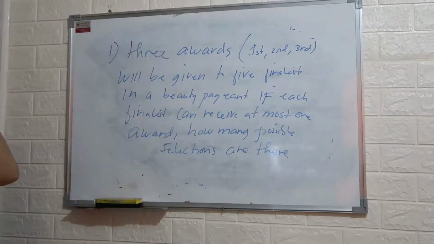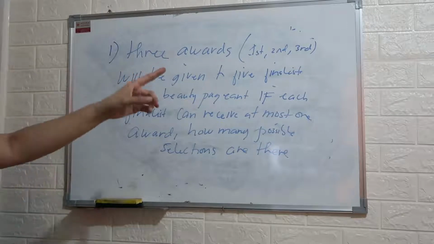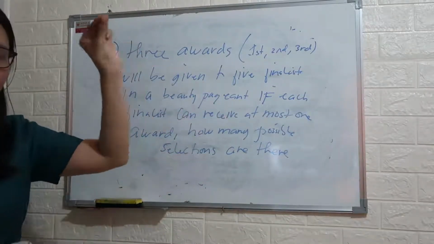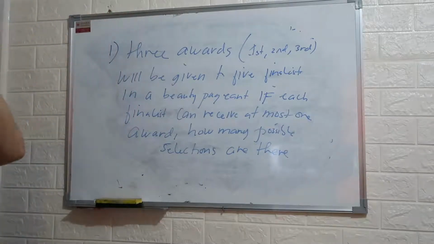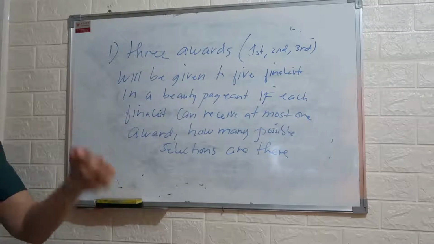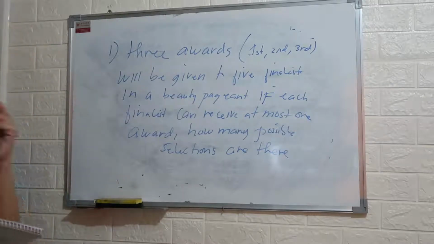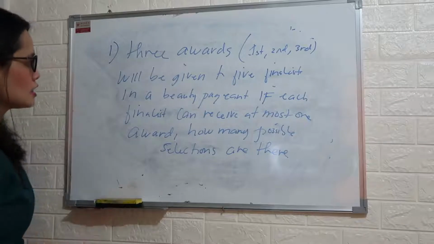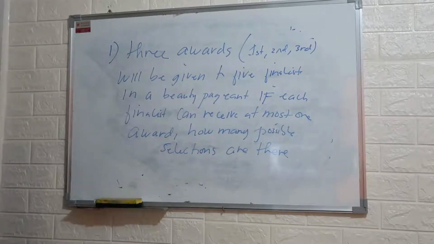3 awards, first and second and third, will be given to 5 finalists in a beauty pageant if each finalist can be received at most 1. So the highest is 1. Okay, 1 award. How many possible selections are there? So using the second rule, okay, permutation of n things, taken r at a time, so that will be, what is your n here? What is your n? How many finalists that we have? How many finalists? 5. 5.